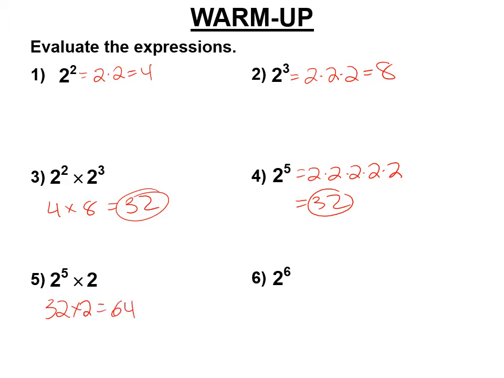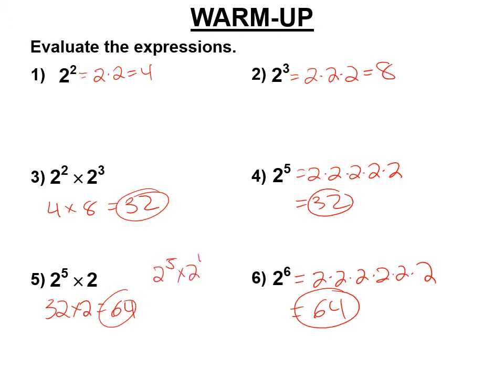And 2 to the 6th is one more multiplying by 2. I guess I'll write it out. And so that's 32 times 2. It's also 64. So now notice there's a pattern here. 2 to the 5th times 2 to the 1st equals 2 to the 6th. 2 squared times 2 cubed equals 2 to the 5th. That's interesting.